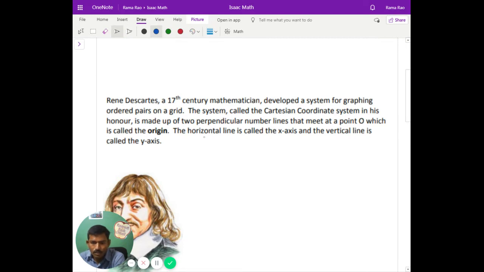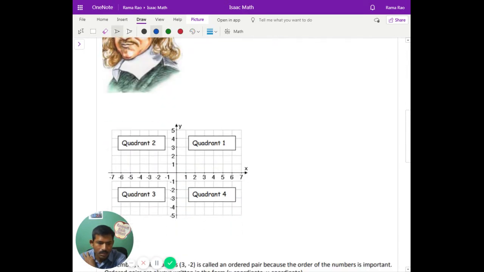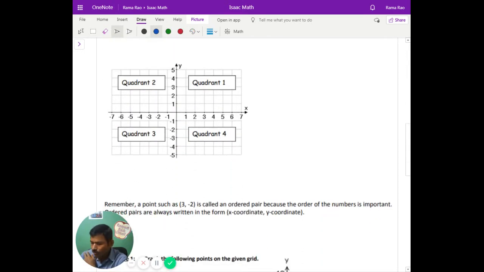If you look at the Cartesian plane, who invented this? What the Cartesian plane means is basically these coordinates. When you see the coordinates, this is called the x-axis, and this is called the y-axis. This will be your first quadrant, this is the second quadrant, third quadrant, and fourth quadrant.